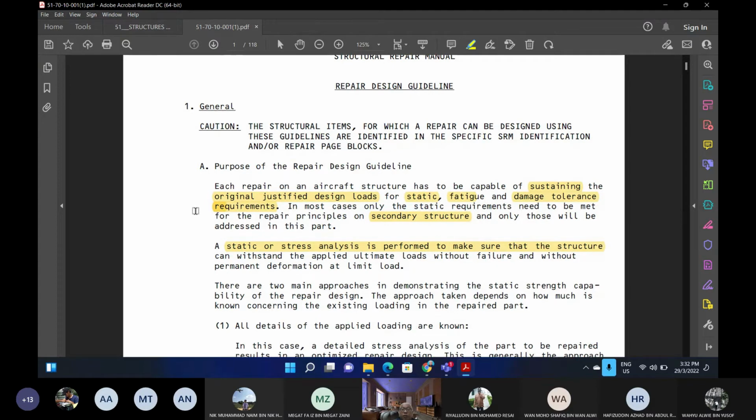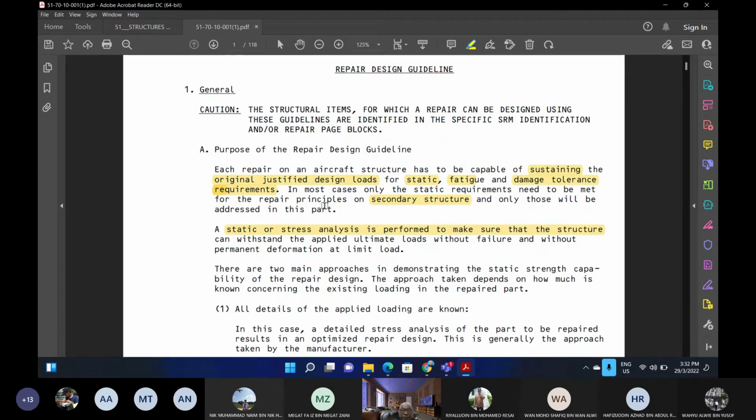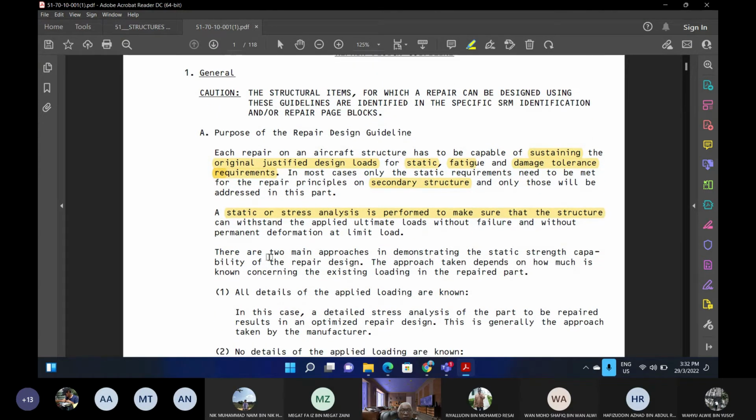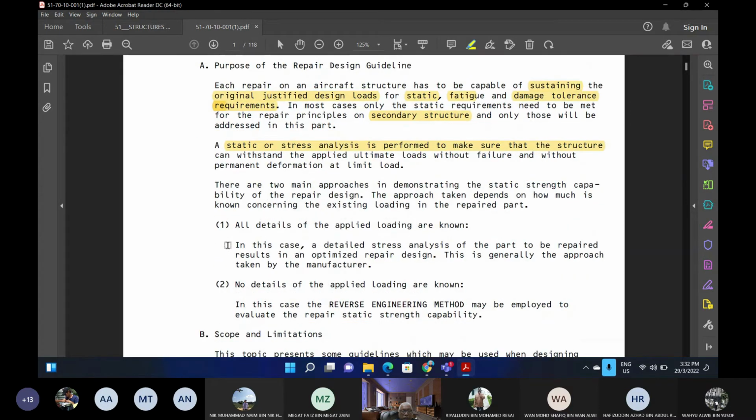There are two main approaches in demonstrating the static strength. Okay, there are two ways to do it. Just go straight to the second one. This is reverse engineering. Most of the time we do reverse engineering. That's the second method. For the first method, you have access to the OEM, and you have all the information on the load going through each structure. Then you are doing the first approach.